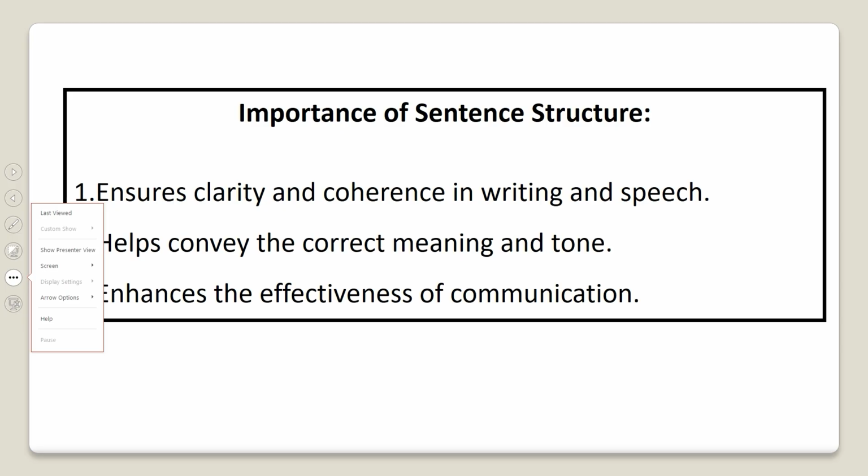Number two, it helps convey the correct meaning of a sentence and tone. If the meaning of a sentence is not correct or the tone is not correct, it will be ambiguous and will not be understood properly by the audience. So your sentence structure will help make the meaning of that particular sentence more clear, more vivid and more transparent.